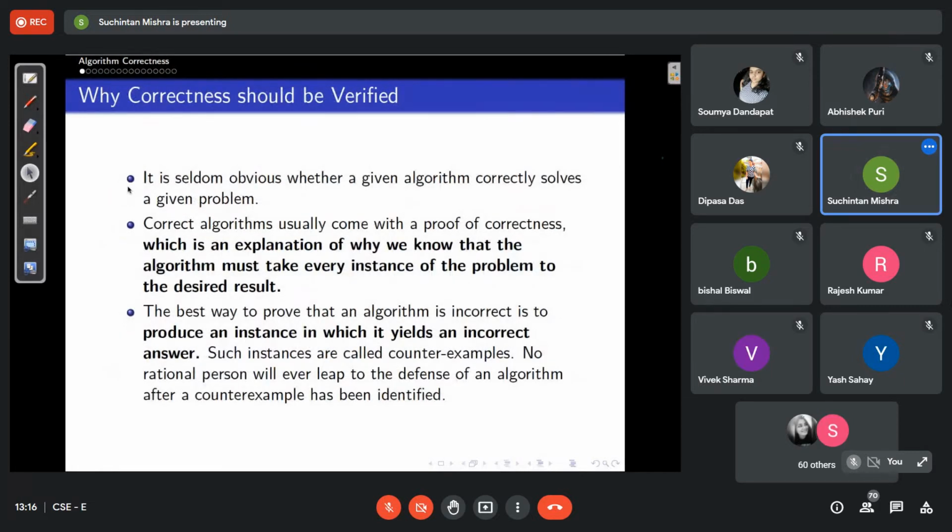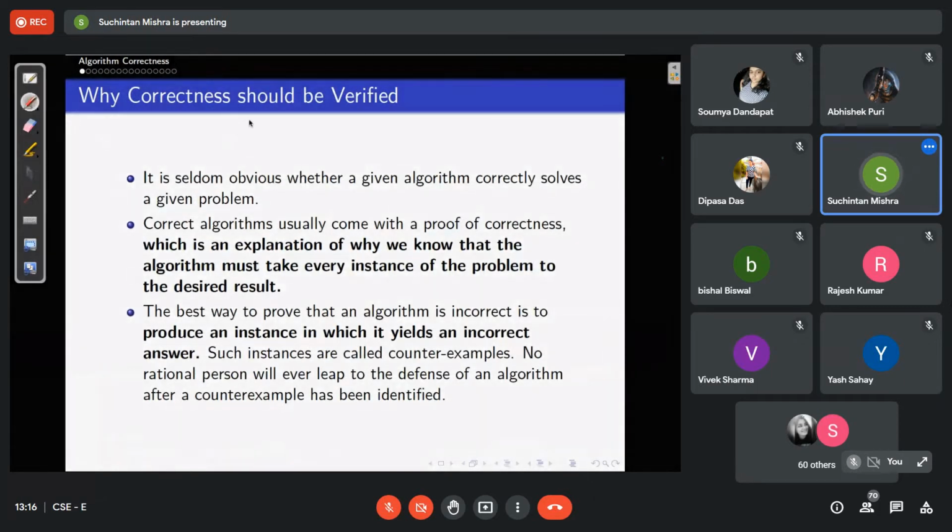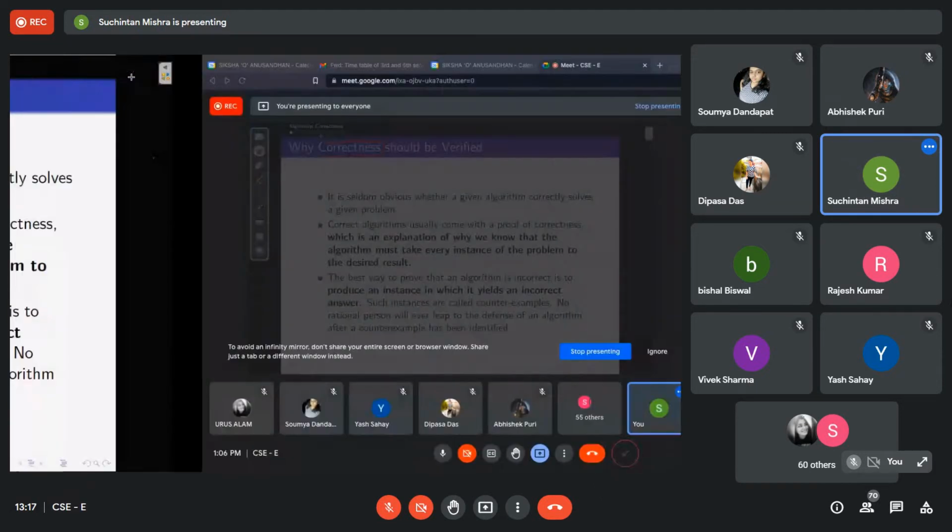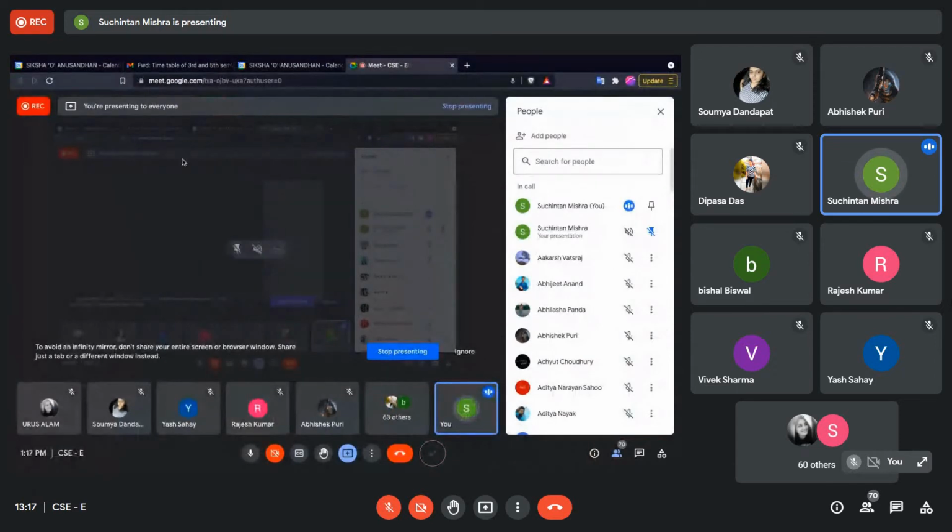Yes. Why should correctness be verified? Now we are going to find out the correctness of an algorithm. Now you will ask me, am I audible to you all? Yes, sir. Yes, sir.